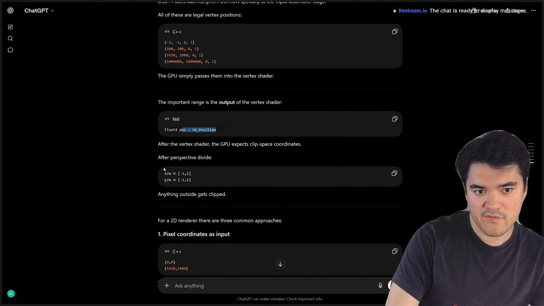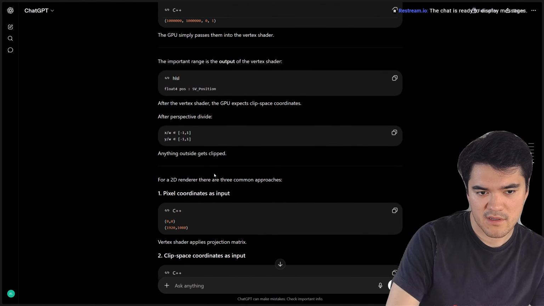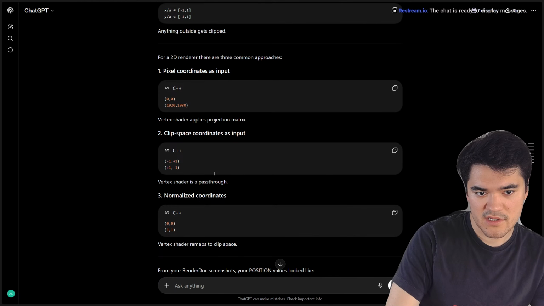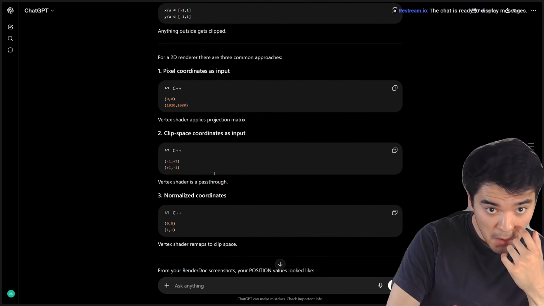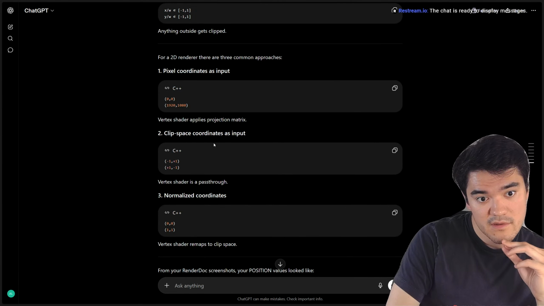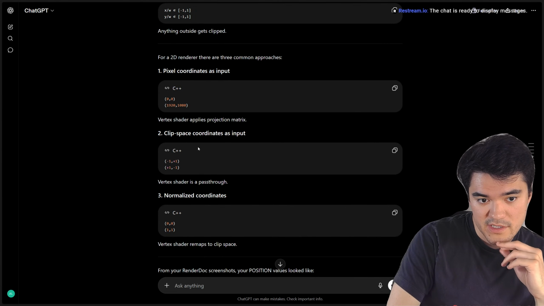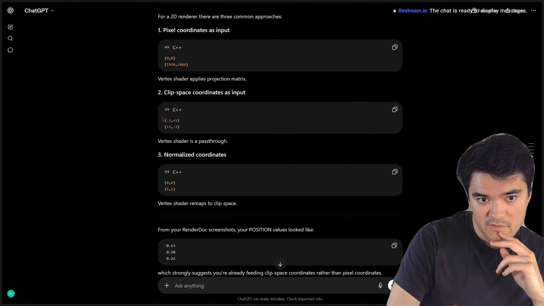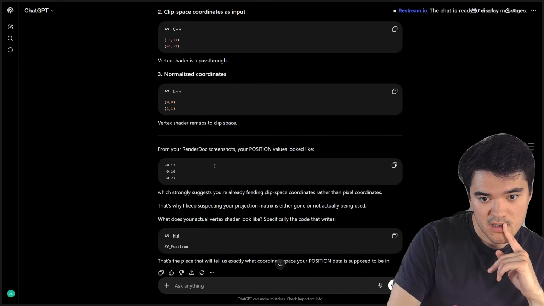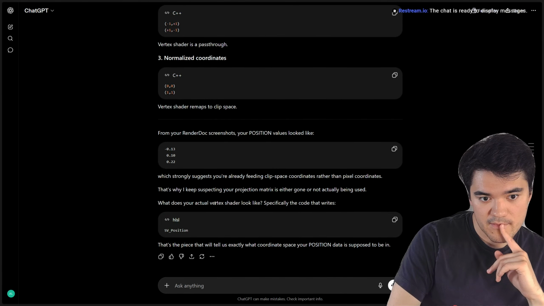The output of the vertex shader. After the vertex shader, the GPU expects clip space coordinates. So that is hard coded. Pixel coordinates as inputs, vertex shader applies projection. Vertex shaders pass through normalized coordinates, vertex shader remaps to clip space. Hmm.